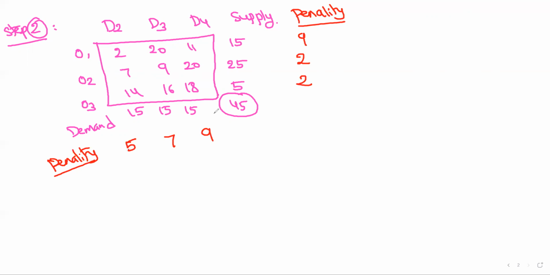Now we got the highest penalty 9. Sorry, one minute, this is 7, no? 11, 20, 18. The difference between 11 and 18 is 7. So what is the highest penalty? 9.